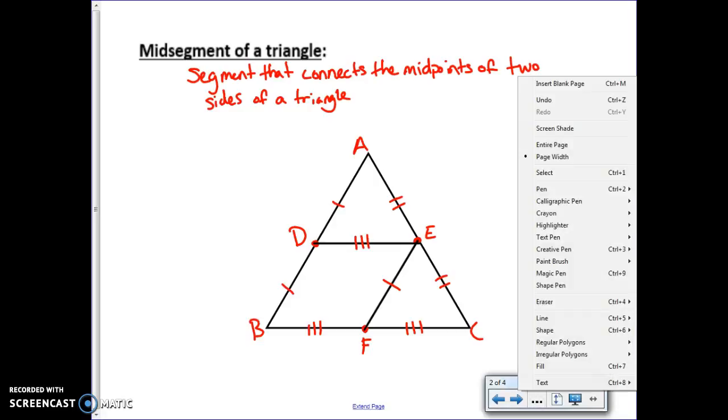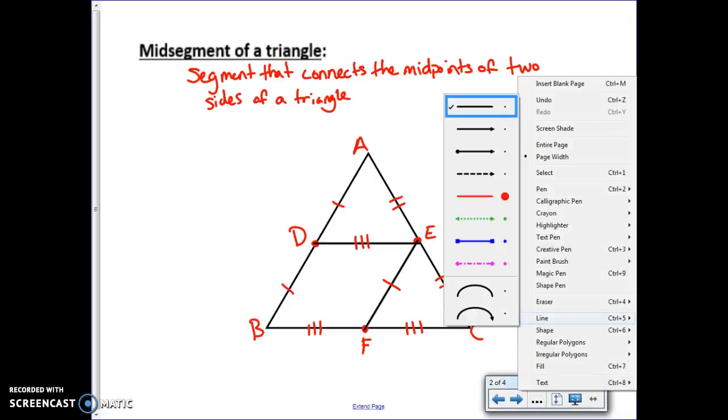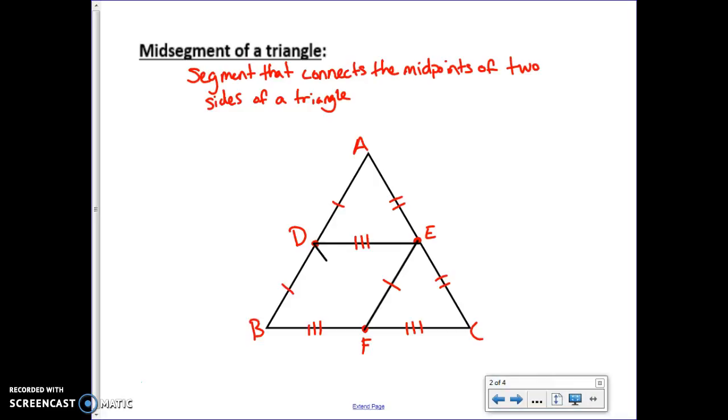I can also draw another mid-segment from D to F, and it should be the same length as half of that third side. So it gets another tick mark. Now if you look, we formed 4 triangles within that triangle. You'll notice that each of those triangles has a single tick, a double tick, and a triple tick. So we formed 4 congruent triangles just by forming those 3 different mid-segments. I think that's pretty cool there.